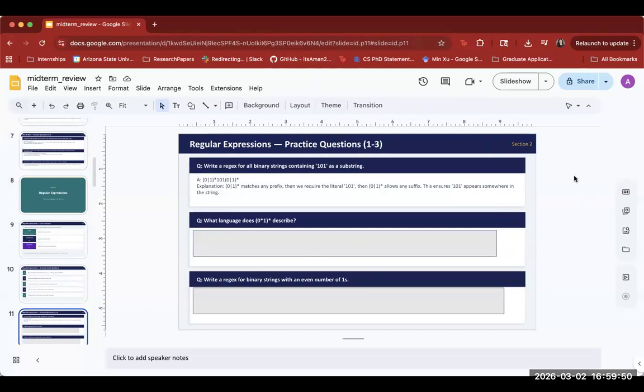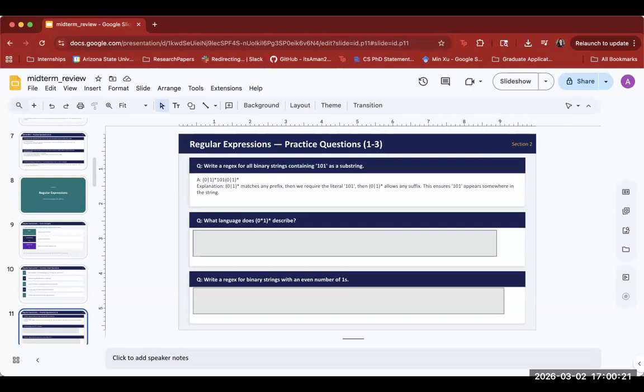What language does 0, 1 describe? So let's try doing that one. Again, I would go the accept and deny route, and then I would try to see which ones can be accepted and which one can't be accepted.